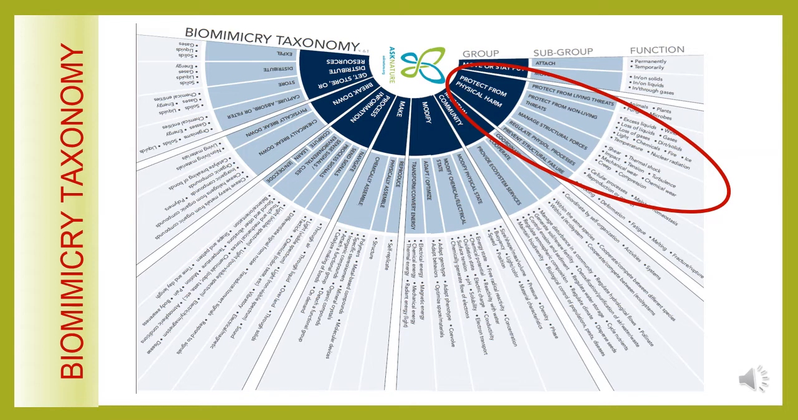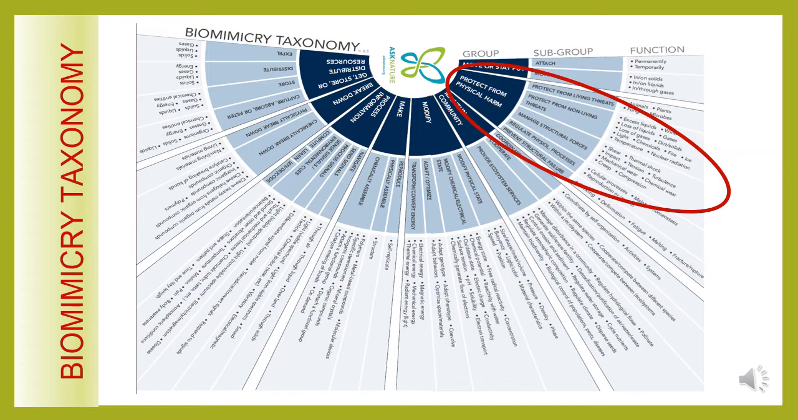For a practical example, let's say you're tasked with the challenge of building a better box for storing and shipping fragile objects. The natural world does not build boxes, but it does protect. So we can start with a base function of protect from physical harm, but that on its own is not very helpful in creating a list of potential organisms because nature protects from all sorts of things. What do we want to protect from? Dirt, bacteria, predators, being crushed?